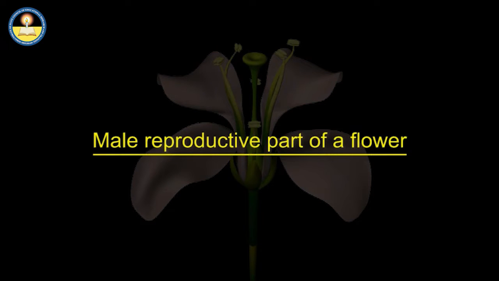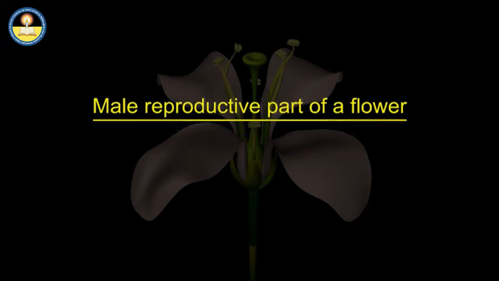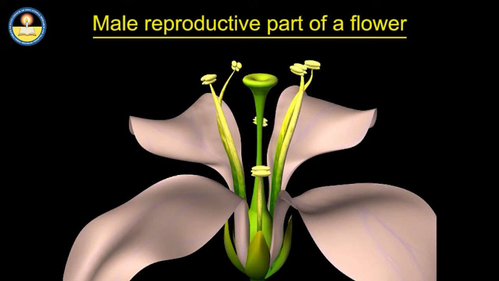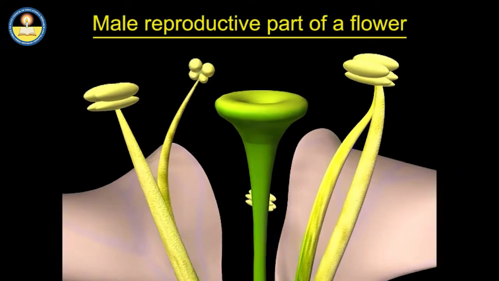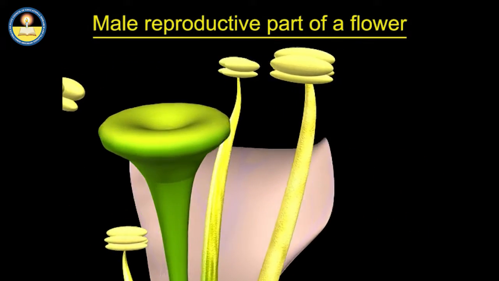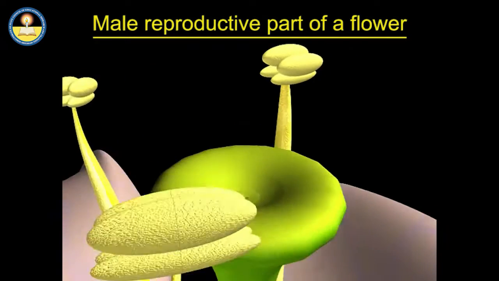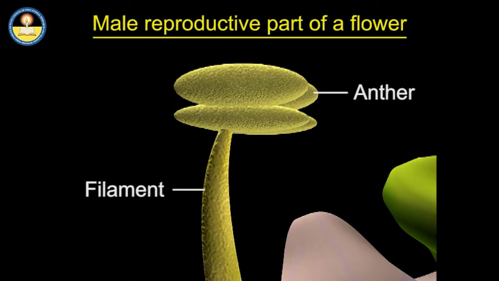Male reproductive part of a flower. Individual units of androecium are called the stamens, and collectively all stamens are known as androecium. Each stamen has a thread-like filament at the free end of which a lobed structure anther is attached. Anther is the part which produces pollen grains. Let us study the structure of anther.